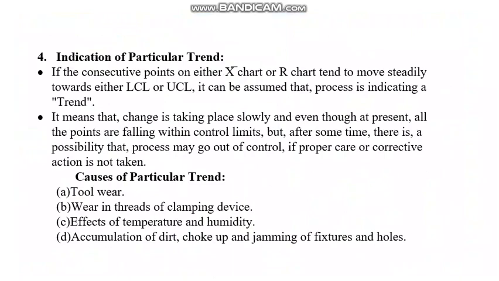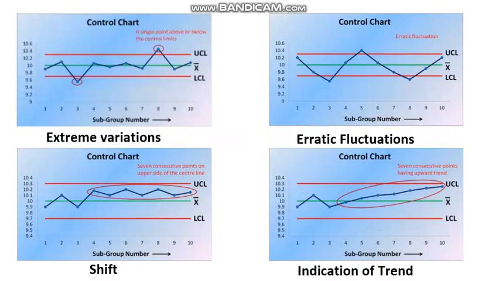The fourth one is indication of a particular trend. Indication of a particular trend means that if the consecutive points on the Xbar chart and R chart tend to move steadily towards one of the control limits, then it is indicating a trend. Let us see in the chart here. Up to this point it was okay, but afterwards it is slowly moving towards the limit. It is not that it has gone out of the control limit, but everything is going towards it, and after some point it may fall outside the control limit.